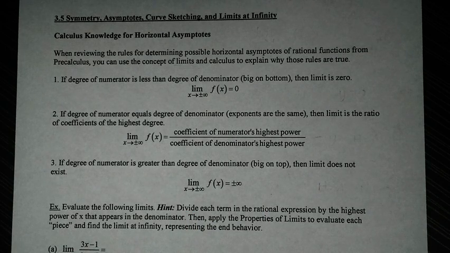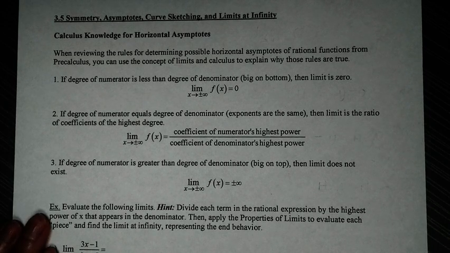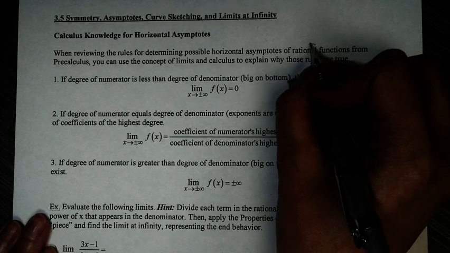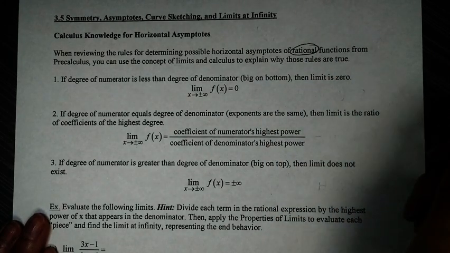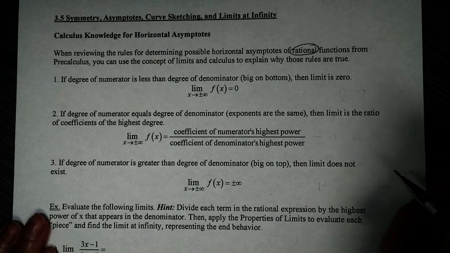Hi guys, today we're going to learn about symmetry, asymptotes, curve sketching, and limits at infinity. Mainly we're going to learn about limits at infinity, and we're going to connect that with the calculus knowledge that we have to find horizontal asymptotes. When reviewing the rules for determining possible horizontal asymptotes of rational functions, please note that we're talking about rational functions. From calculus, you can use the concept of limits to explain why those rules are true.